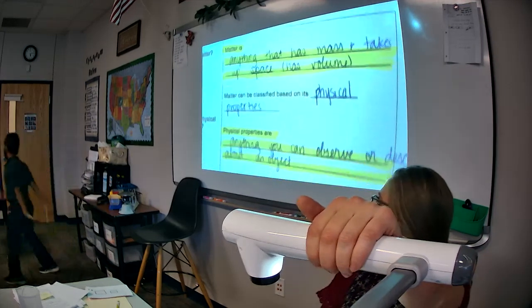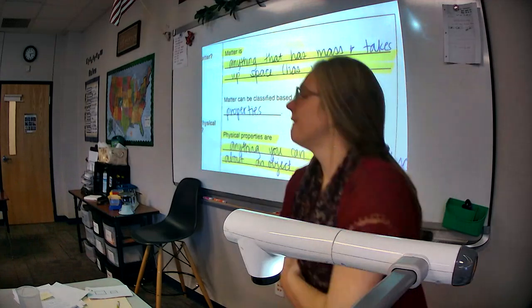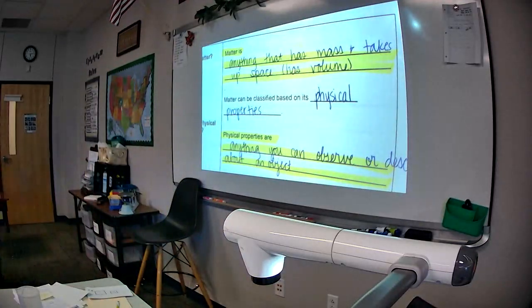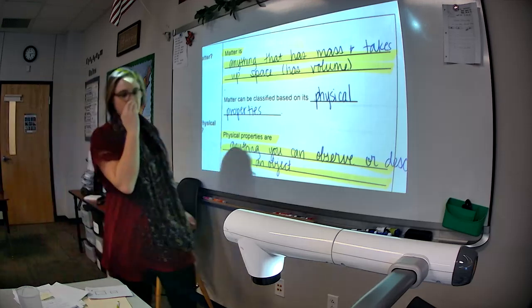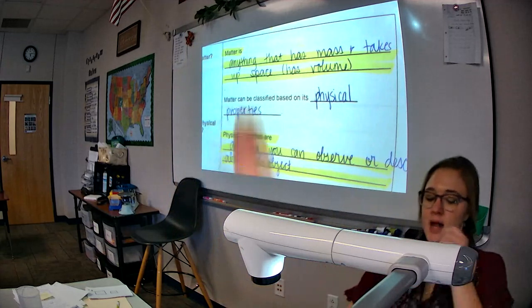Second, you're going to want to highlight the definition for physical property. Physical properties are anything you can observe or describe about the object. Okay? So, definition for matter, definition for physical property.